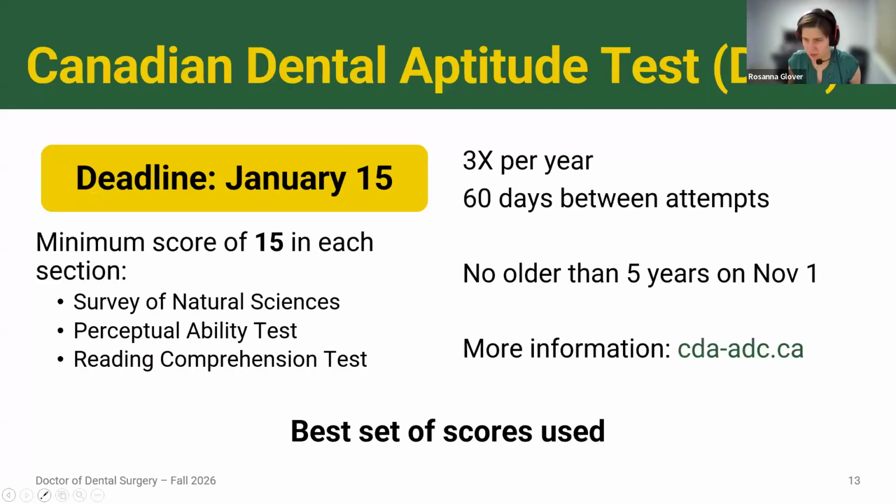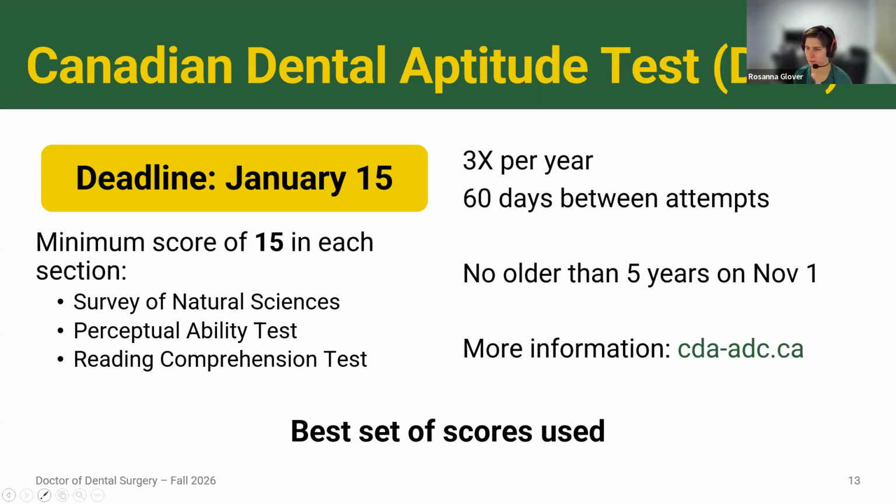So moving on to some of the other requirements that we have in our program. One is the Canadian Dental Aptitude Test. The deadline for this is January 15th. So we usually recommend trying to aim no later than end of November to take it, just so then you have ample time to make sure the scores get to us.